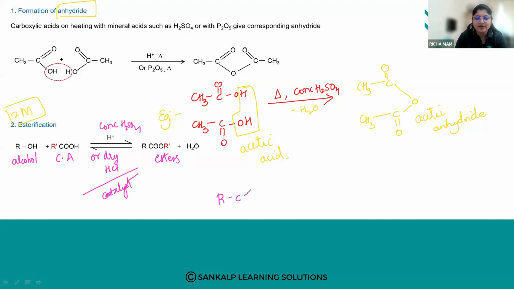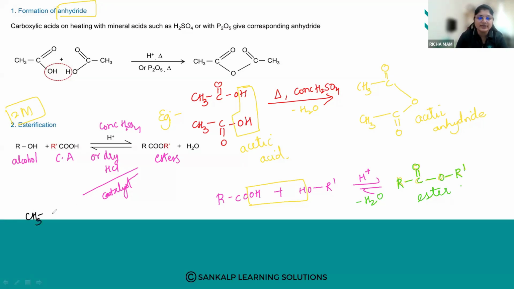So what will happen now? RCOOH plus alcohol, in the presence of H plus ions, there is loss of a water molecule, and I am going to get R-C(=O)-O-R', the ester, plus water. So this is an ester. Let us take an example now.